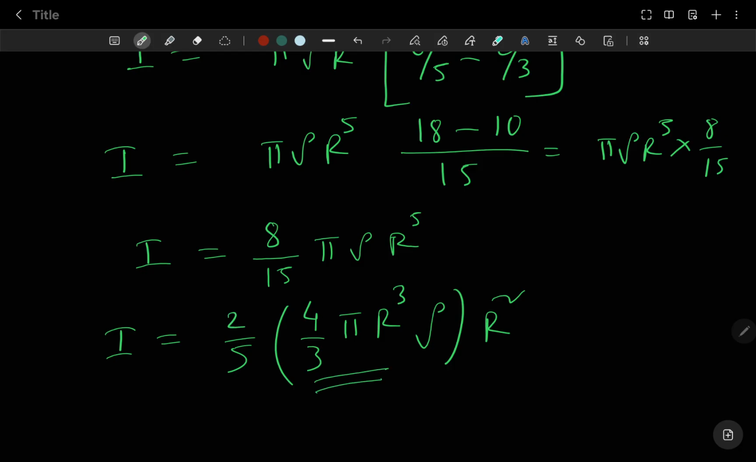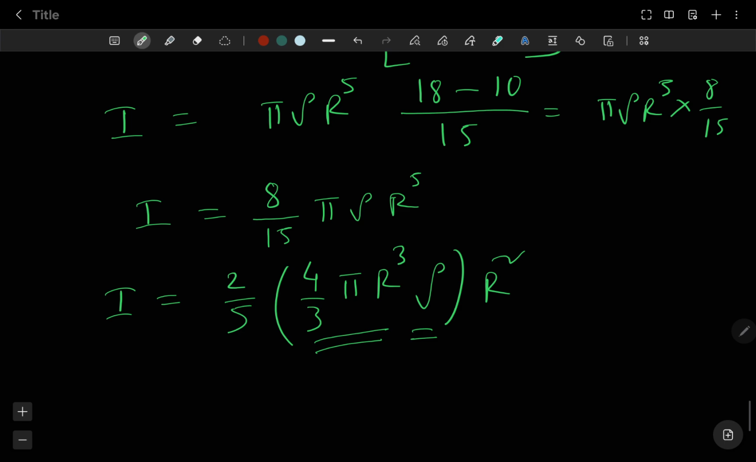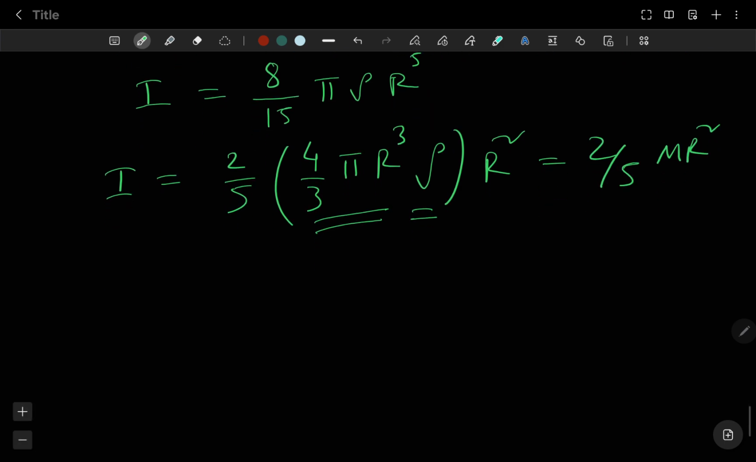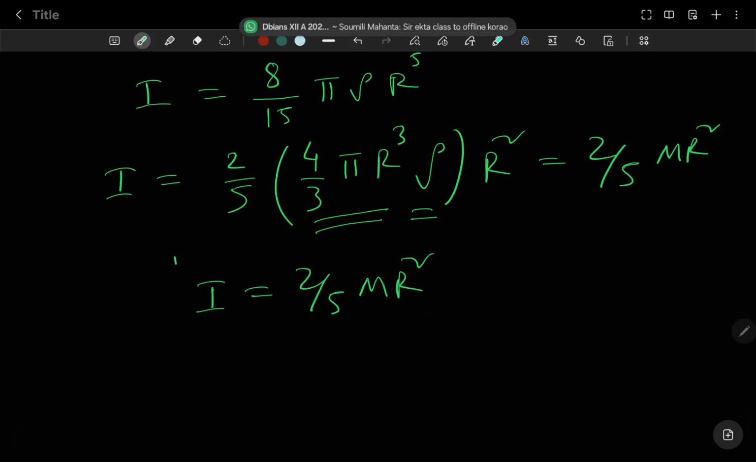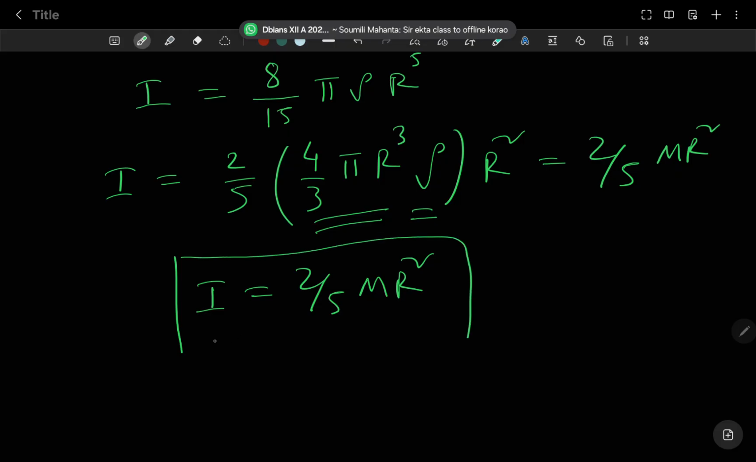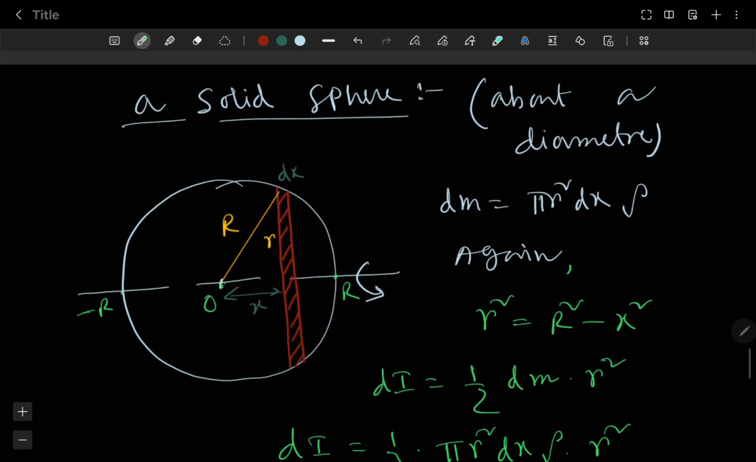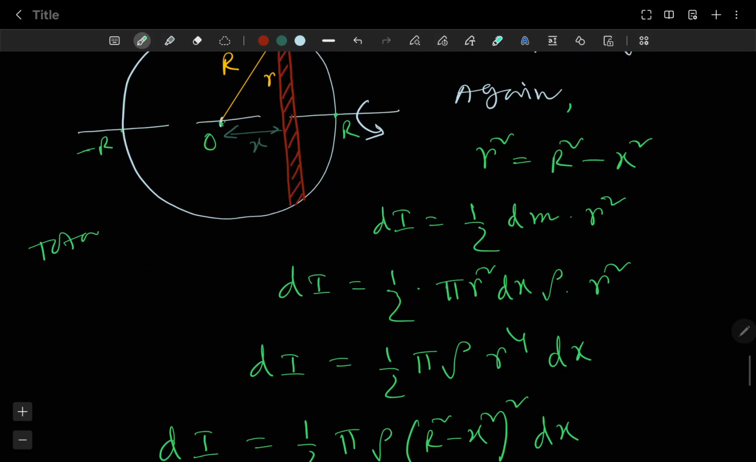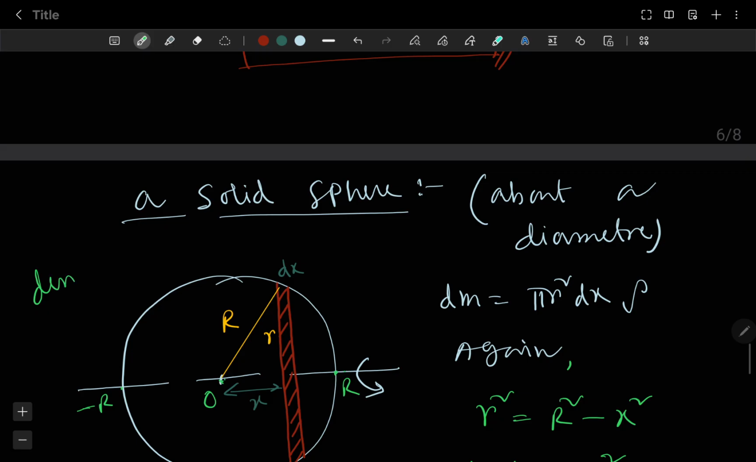Now 4/3 pi r cube is the volume, into density. Volume into density is mass, so it is the total mass of the sphere. So it is 2 by 5 mr square. So I is 2 by 5 mr square, the moment of inertia of the solid sphere about a diametrical axis. The total mass of the sphere I have taken as m, and density rho.